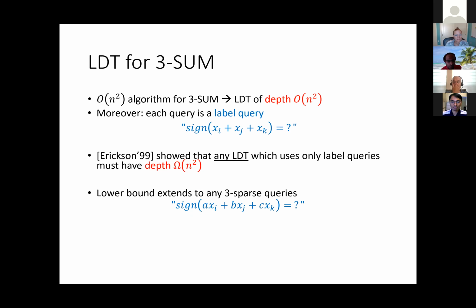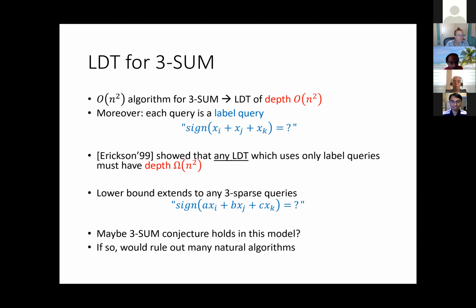So Ericsson actually also proved that this is still true if you're allowing slightly more general queries, where you're allowing any 3-sparse queries. You choose 3 of your points, but you're allowed to sum them with some coefficients, positive or negative, then ask about the sign. So again, maybe it's true in this model. That'd be great. This would show that many natural algorithms in geometry that can be phrased as linear decision trees require at least quadratic time.